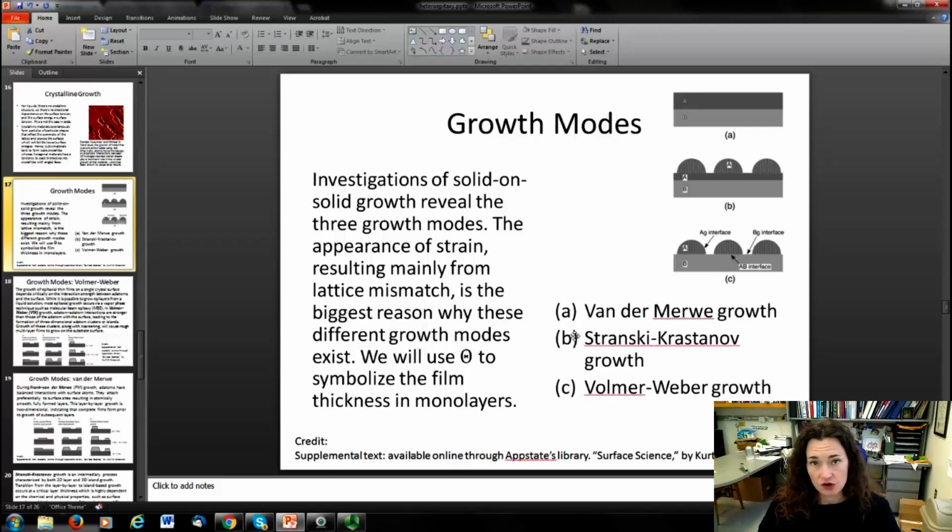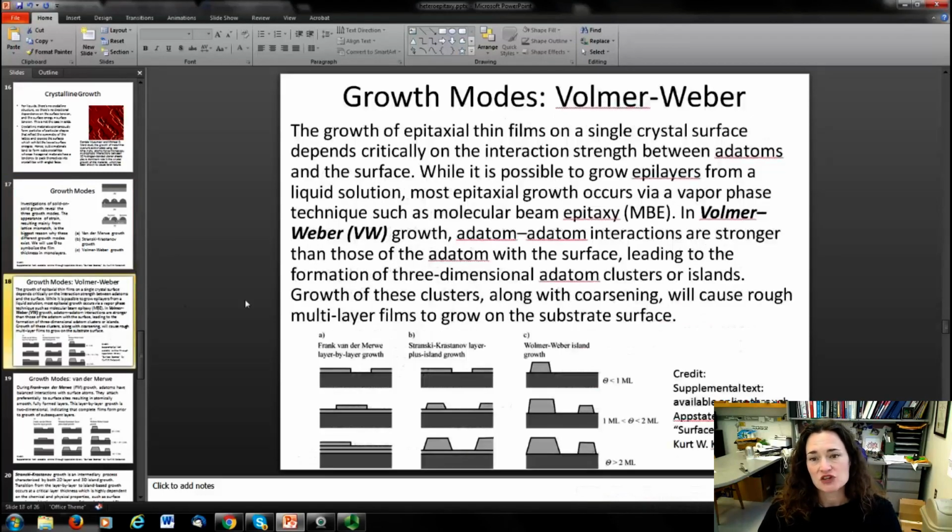Now, the 3 different types of growth modes that I'm going to discuss are Volmer-Weber growth, Stranski-Krastanov growth, and Frank-van der Merwe growth. Now, those are kind of mouthfuls, so I might use acronyms like FM, SK, and VW to refer to them from here on out. Okay, so the Volmer-Weber, or VW, growth mode. The growth of the epitaxial thin film on a single crystal surface depends critically on the interaction strength between those atoms which are coming in towards the surface and the substrate atoms at the surface. While it's possible to grow epilayers from a liquid solution, most epitaxial growth that we're going to discuss here is done by MBE, or molecular beam epitaxy.